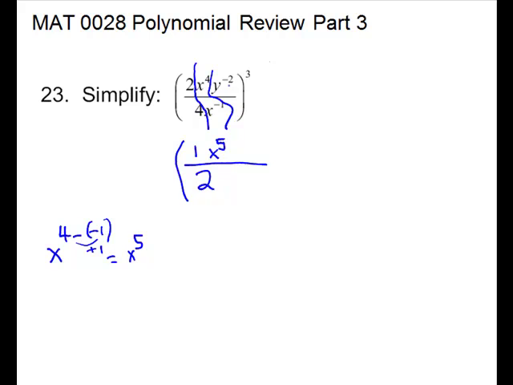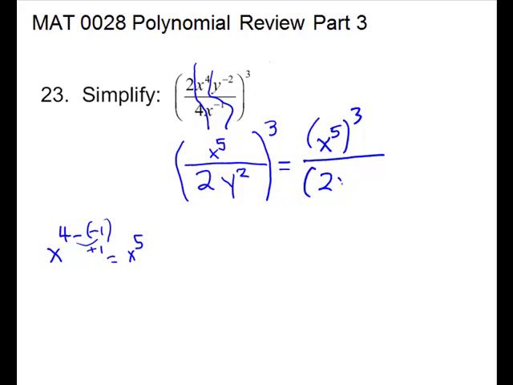There's only one y. It has a negative exponent, so it needs to shift. It's going to go to the denominator and get a positive 2. We still have the 3 on the outside. We can go ahead and take this 1 out. We don't need it because 1 times x to the 5th is still x to the 5th. So I'm just going to erase it. And now we will take that outside exponent to the numerator and the denominator. So we have x to the 5th to the 3rd. And we have 2y squared to the 3rd.